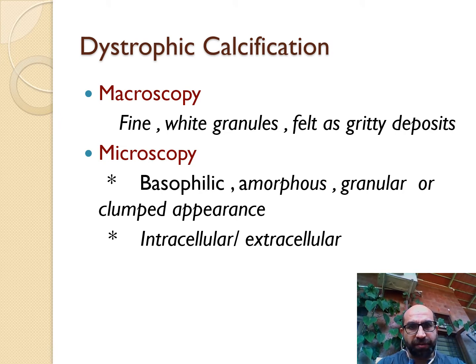Macroscopically, dystrophic calcifications appear as fine, white granules felt as gritty deposits. Microscopically, they look basophilic, amorphous, granular, or clumped in appearance. It can be intracellular or extracellular. This is the gross morphology of the aortic valve. You can see gritty white granular deposits in the valve, making the lesion stenotic.